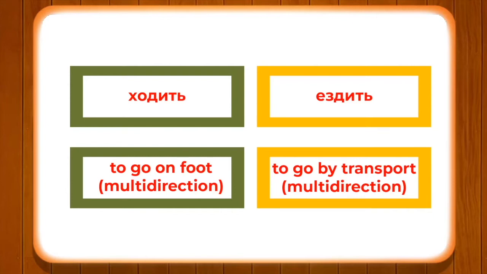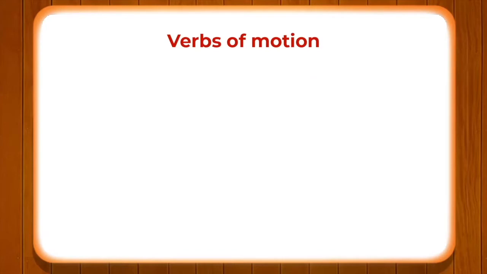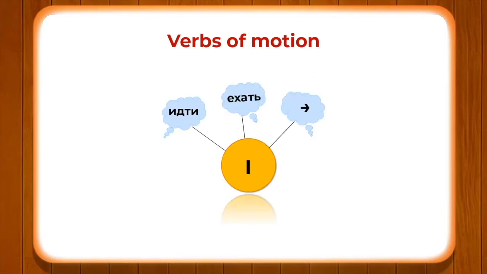Now, we will be discussing them in detail. Let us go ahead and pay attention to some of the important verbs, as you already know, idti and yekhat. Let us quickly conjugate them so that you know how to use them in sentences with the personal pronouns. So, idti: я иду, ты идешь, он она идет, мы идем, вы идете, and они идут.